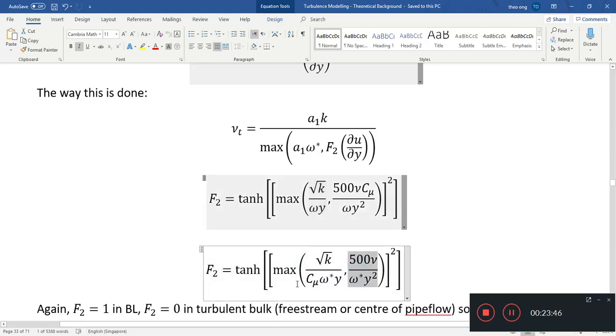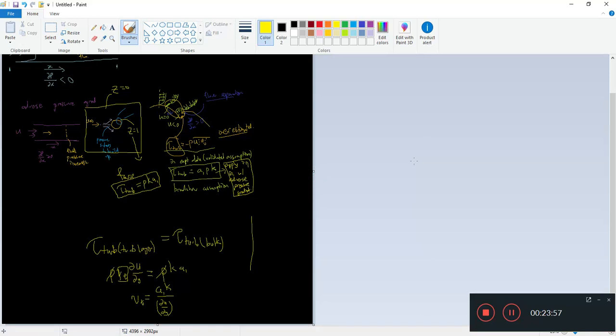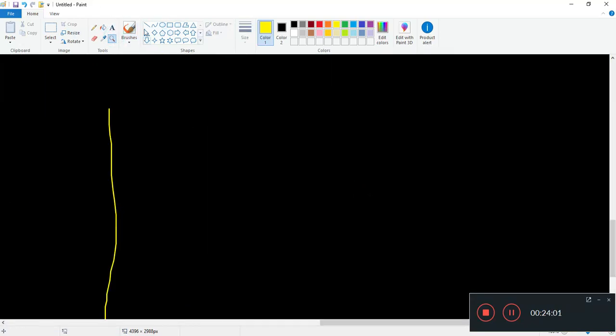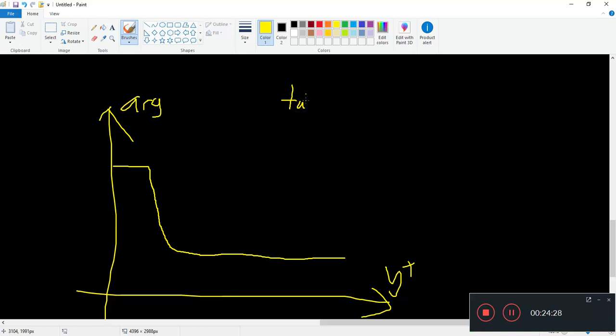We already know the behavior of this maximum function is somewhat very big. We call it the argument, or inside the paper it's known as the argument. And then you have a y plus. This argument is very big inside the viscous sublayer and the turbulent layer, such that the hyperbolic tangent of the argument to the fourth power equals 1 in the boundary layer. So this one was the F1 function.